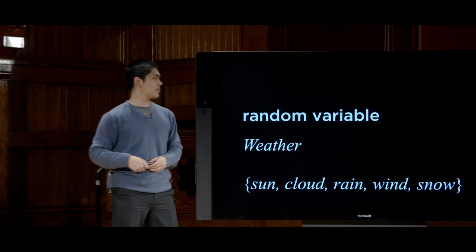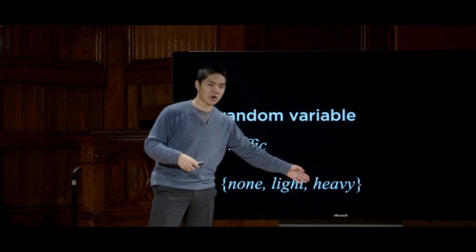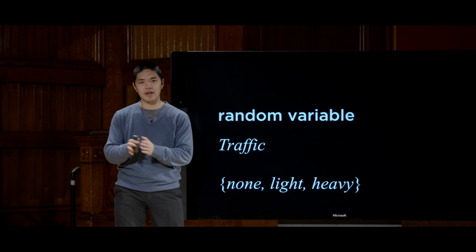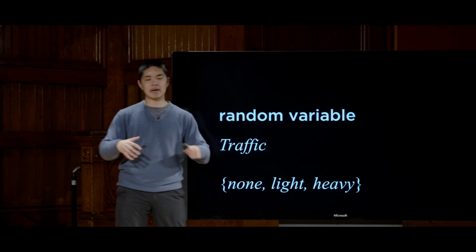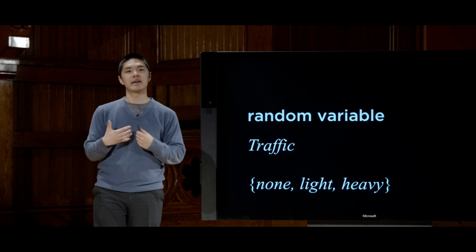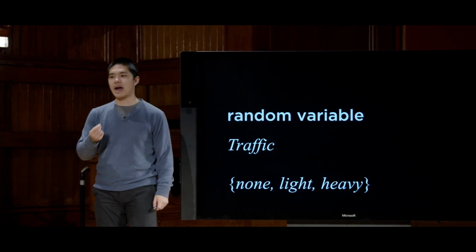Other random variables might be something like traffic. What are the odds that there is no traffic or light traffic or heavy traffic? Traffic in this case is my random variable, and the values that that random variable can take on are here. It's either none or light or heavy. And I, the person doing these calculations, I, the person encoding these random variables into my computer, need to make the decision as to what these possible values actually are.